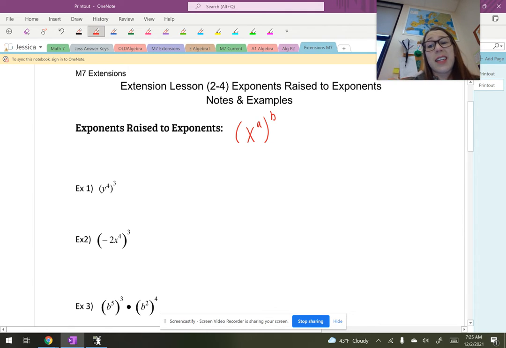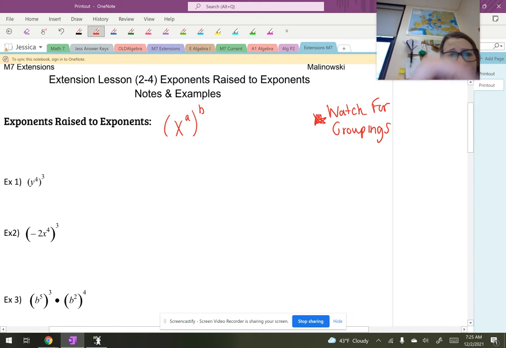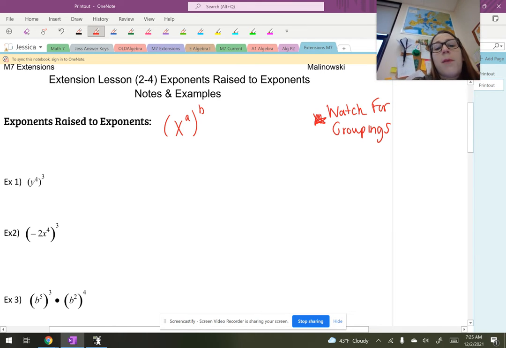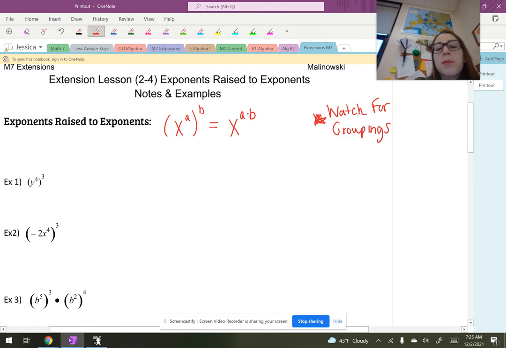Like always, the key thing is going to be paying attention to the parentheses. Watch for your groupings to see who's included in the base and who's not. If you have an exponent being raised to another exponent, like we have here, x to the a being raised to another power of b, that actually turns into x to the a times b.